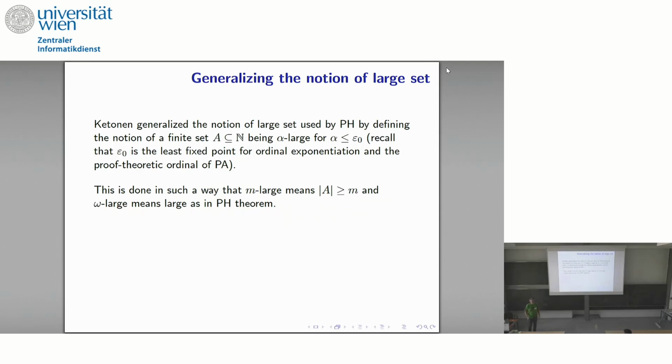And then shortly after Paris and Harrington, Ketonen generalized the notion of large sets which we were using in Paris-Harrington, by defining the notion of a finite set to be alpha-large for any alpha up to and including epsilon naught, which is the least fixed point of ordinal exponentiation. This is done in such a way that m-large means size at least m, omega-large means large in the Paris-Harrington sense, and you can move forward and get to larger ordinals.